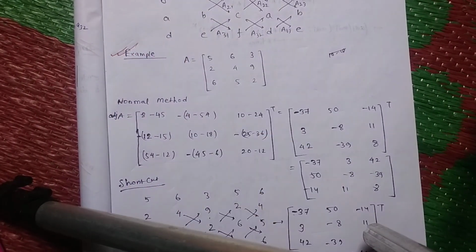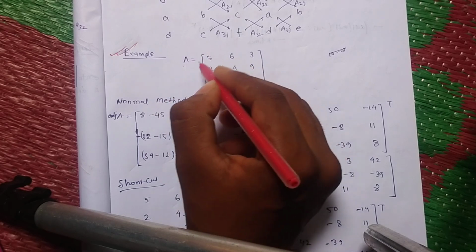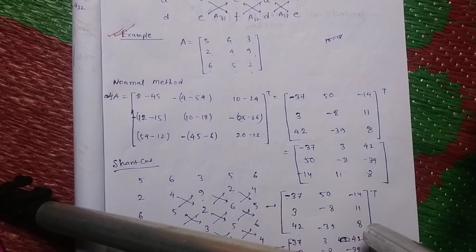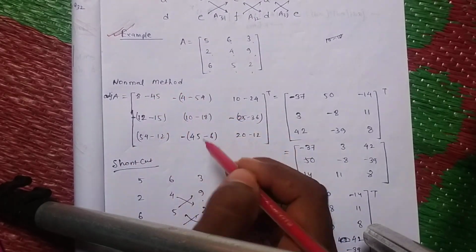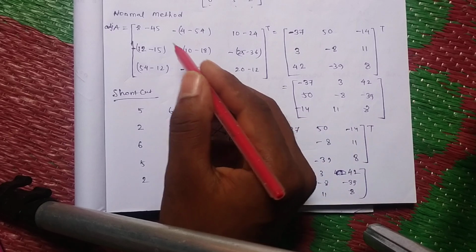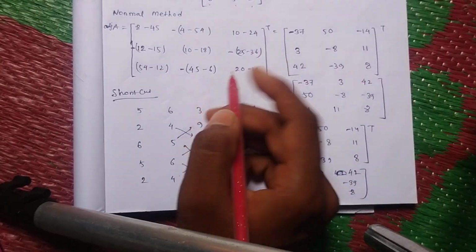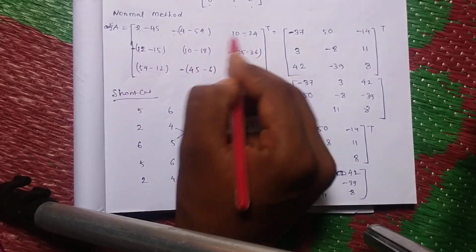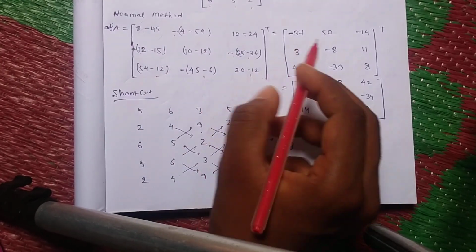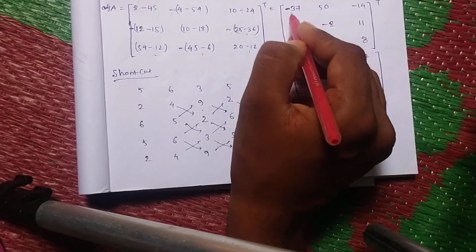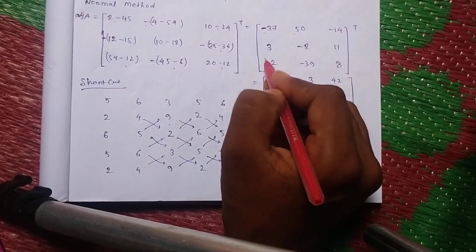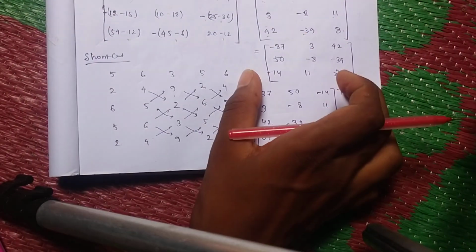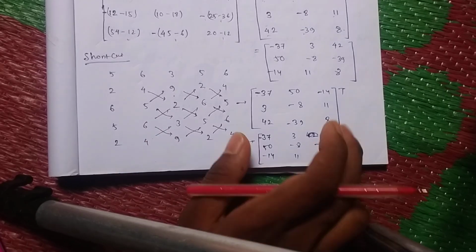Next example. A is the matrix 5 6 3, 2 4 9, 6 5 2. The normal method to find the adjoint of a matrix is to find the cofactors with their signs, plus minus plus, minus plus minus, plus minus plus. Their transpose gives 30 minus 37 50, minus 14 3 minus 8, 11 42 minus 39 8, and so on. If you transpose, you get the matrix, and by the shortcut method this is also the same.